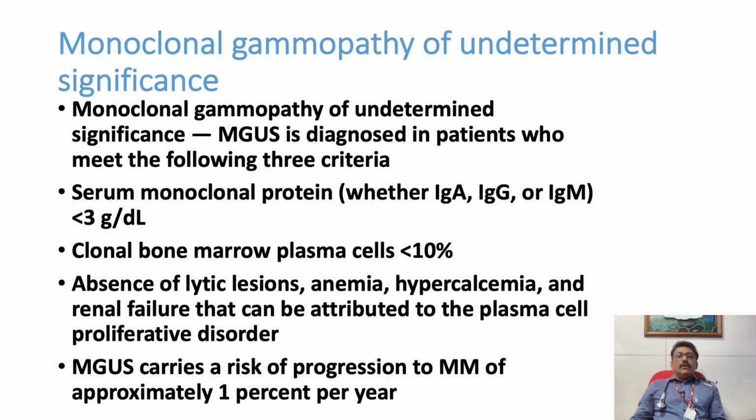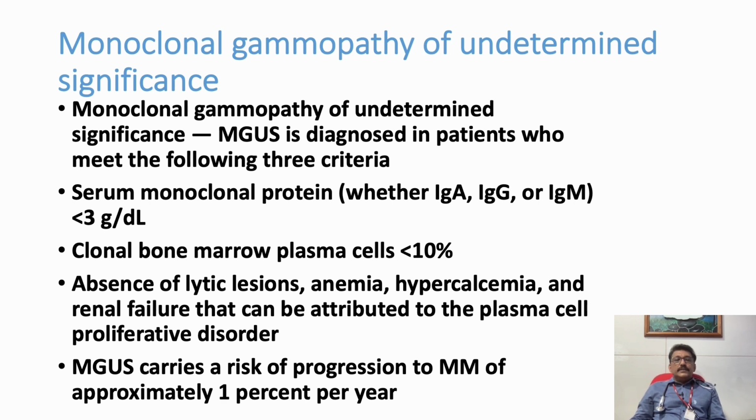Monoclonal gammopathy of undetermined significance. They are not multiple myeloma, but they are related to multiple myeloma. Here there will be serum monoclonal protein, whether it is IgA, IgG, IgM, less than 3 gram per deciliter. It can be a precursor of multiple myeloma.